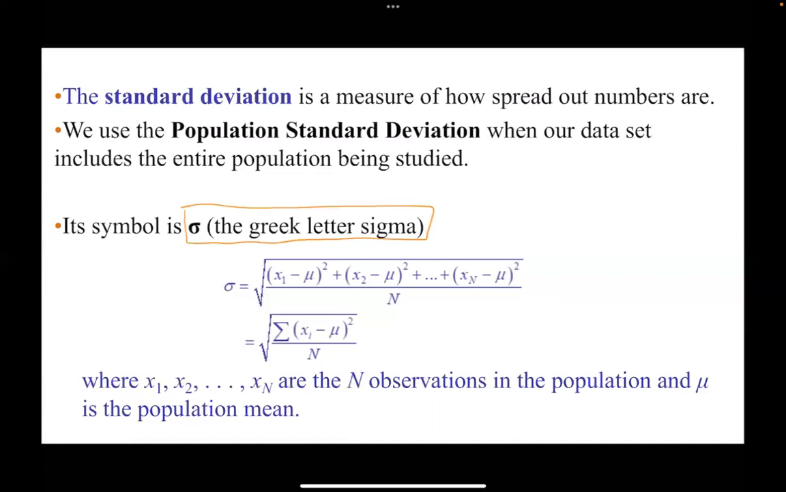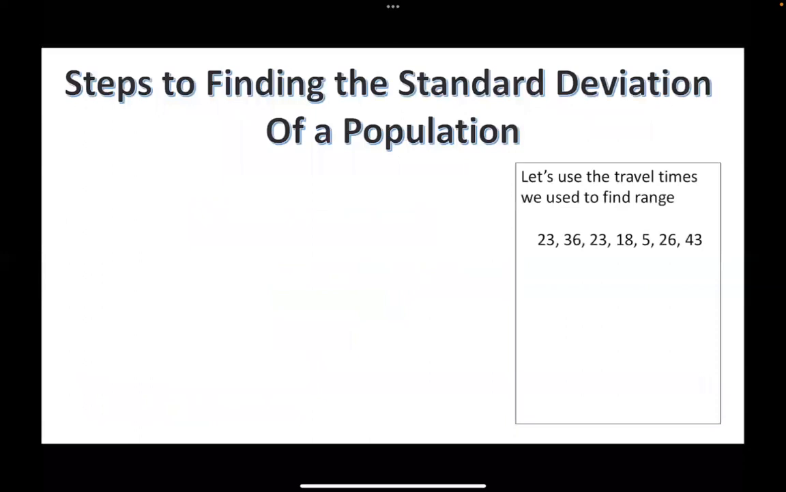Basically what this is saying is you take each data value, you subtract the mean from it, and then you square it. Take the next data value, subtract the mean from it, and square it. You do that with all your data values and you add them all together. Then you divide by the number of data values you have, then take the square root. This is for the population standard deviation. Sample has a different formula, just slightly different. This is for population, and we're going to do one together. All right, let's do this with our travel times that we used to find the range.